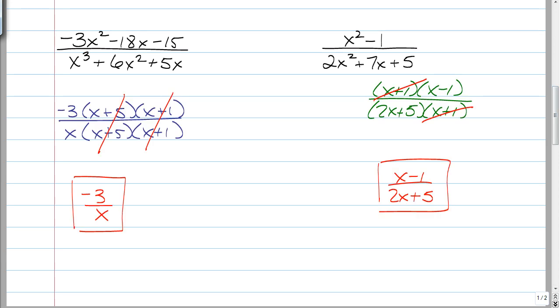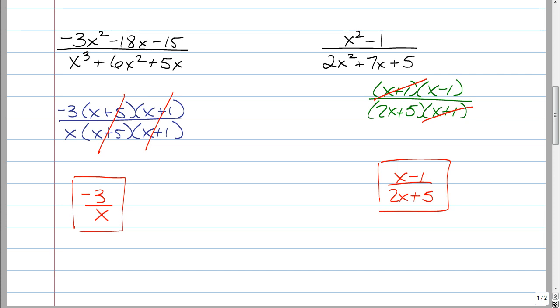So if you got negative 3 over x for the first one, you are correct. If you factor out a GCF of a negative 3 on the top and then factor, you'll get a negative 3 times an x plus 5 times an x plus 1, because 1 times 5 is 5 and 5 plus 1 is 6. The bottom, you will have the exact same thing after you factor out an x. So your x plus 5's cancel, your x plus 1's cancel, so you're just left with a negative 3 over x.